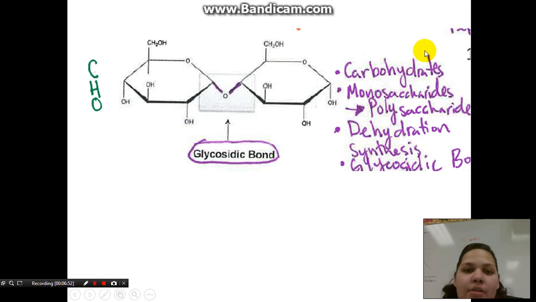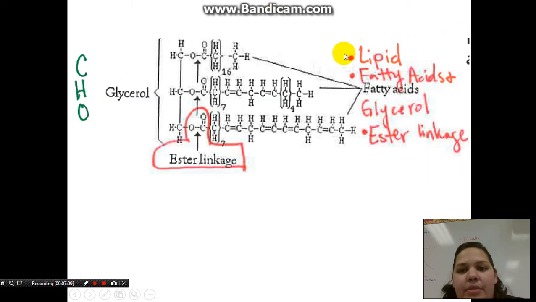The next thing that we have is carbohydrates. These are when you have 2 monosaccharides and they form a polysaccharide through dehydration synthesis. The bond that they create is a glycosidic bond. The molecules that are involved in carbohydrates are carbon, hydrogen, and oxygen. Next we have a lipid. Lipids are made of fatty acids and glycerol, and they're held together by a very strong woman named Esther. These are made of carbons, hydrogens, and oxygens.